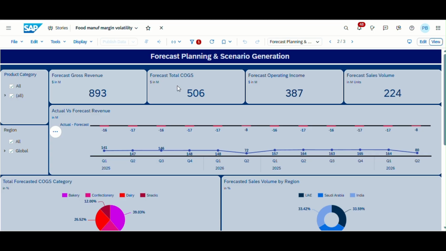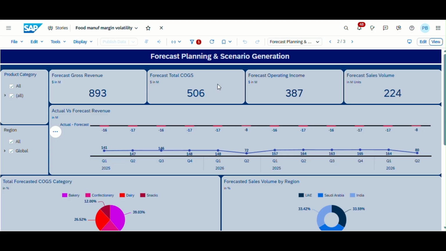Next, we have forecast total cost of goods sold. This KPI estimates the total manufacturing cost required to support the forecasted demand. The projected production cost is $506 million, including raw materials, manufacturing, packaging, and logistics expenses.